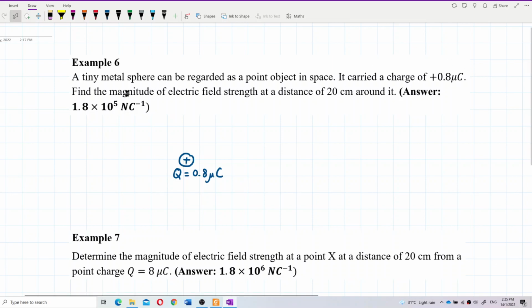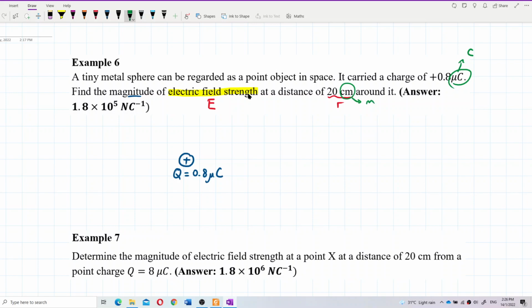Find the magnitude. We just want the magnitude of electric field strength. So this is the thing you want. Electric field strength is E, at a distance of 20 centimeter around it. So be careful with all the units. As you can see, this is microcoulomb and this is centimeter. You need to change it all to SI unit, coulomb and meter.